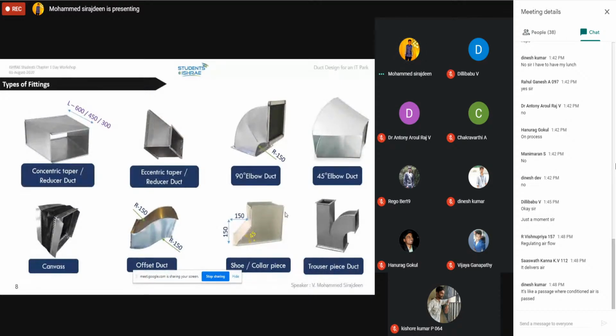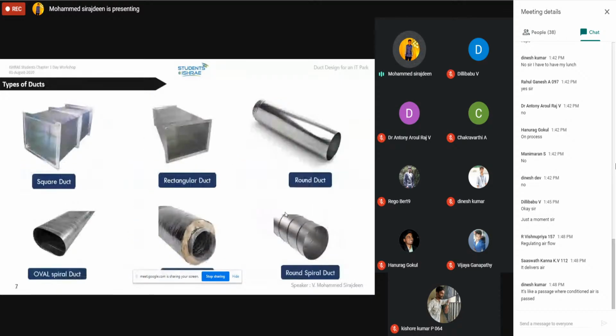Then types of fittings. These are the ducts. We need to connect one duct to another. If there is a bigger size duct, for example 1000 cross 500 is a main duct, then after the branch ducts, the main duct size will be getting reduced. That is 400 cross 800. Right now I'm saying 400 cross 800 is in mm. So I hope everyone is aware of mm, feet and inches and basic units.